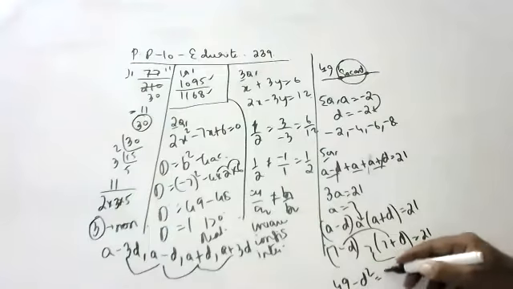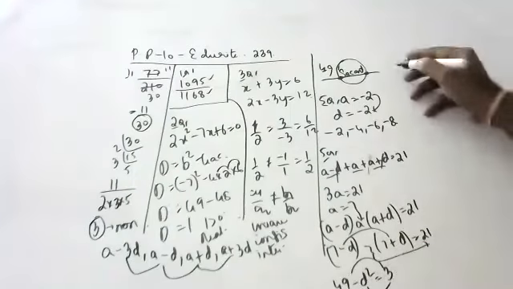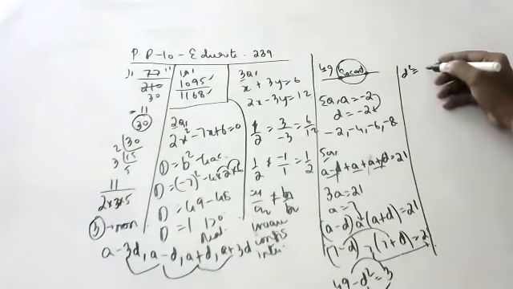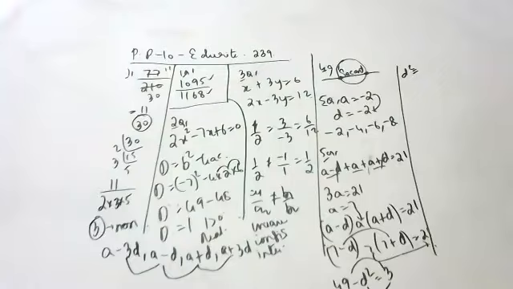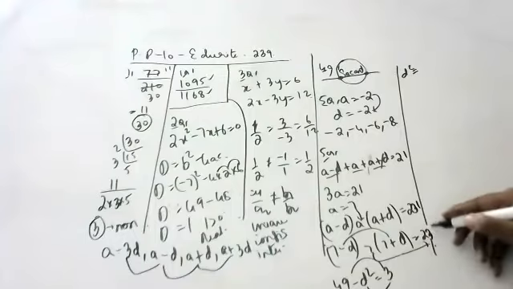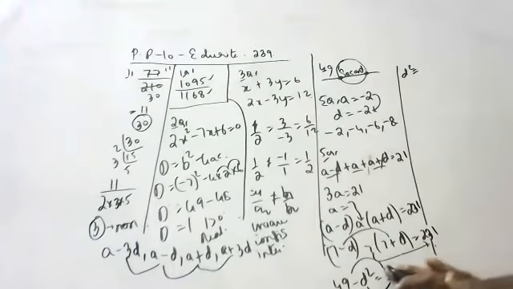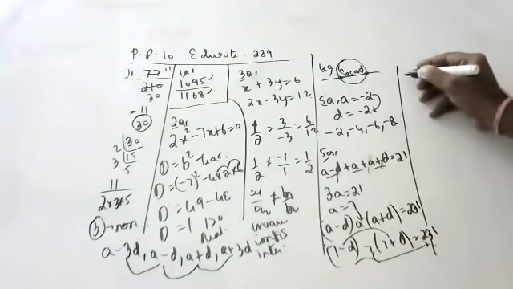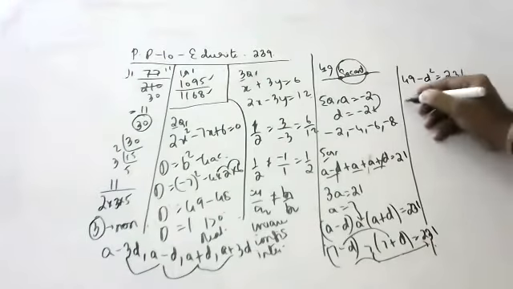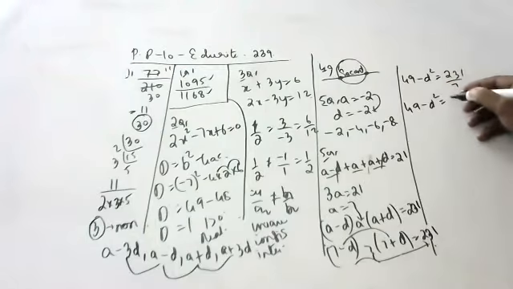A square minus B square. This comes here, this goes there. So what do you get, children? D square is equal to 46? No, the product is only 231, children. Product is 231. So 49 minus D square is equal to 231 by 7. 49 minus D square is equal to how much? 33.